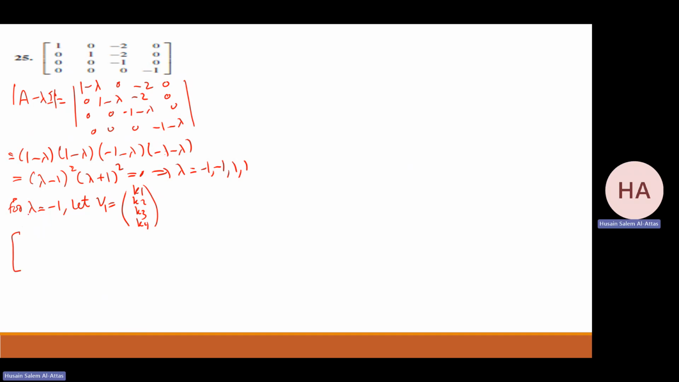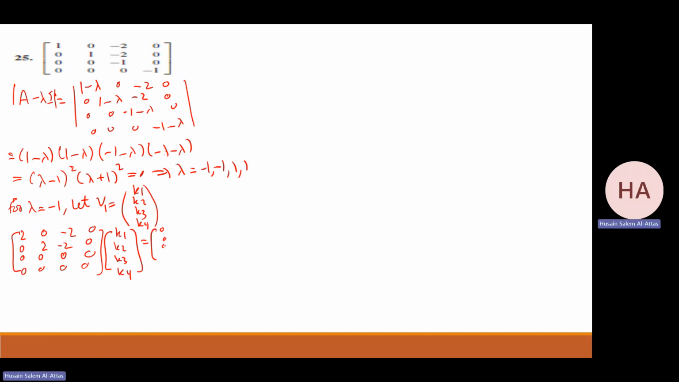See what I will have. 1 minus minus 1, that will be 2. 0, minus 2, 0. I have 0, 2, minus 2, 0. 0, 0. Minus 1 minus minus 1, that will be 0, 0. That will be 0, 0, 0, 0. Times K1, K2, K3, K4.